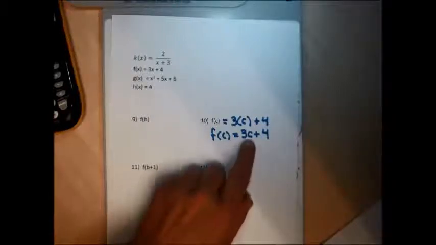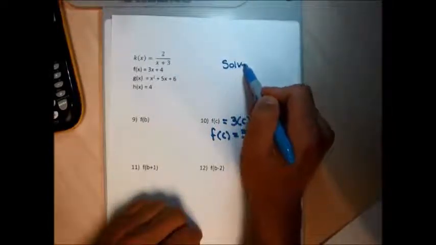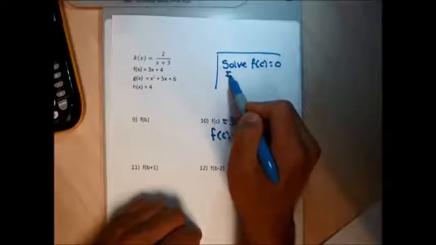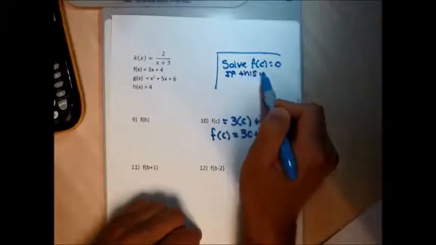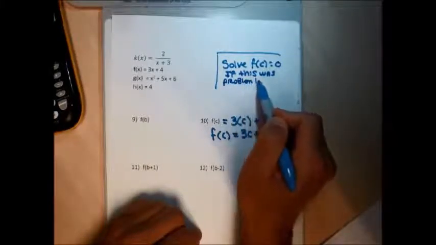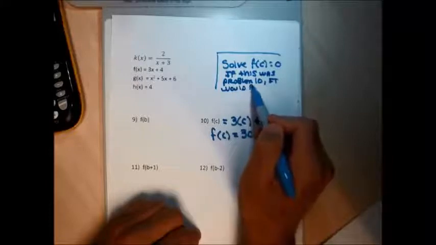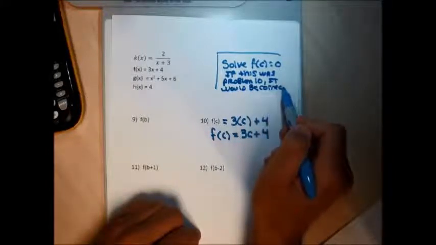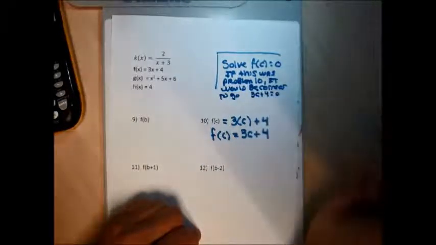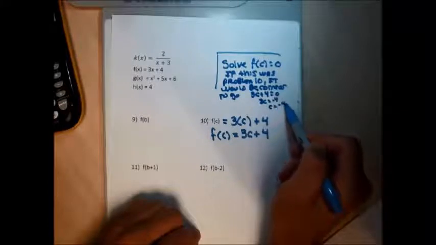If it wanted you to set this equal to 0, it would have said solve f of c equal to 0. So if this was the problem, it would be correct to go 3c plus 4 equal to 0, minus 4 from both sides and get 3c equal to negative 4, divide by 3 and get c equal to negative 4/3.